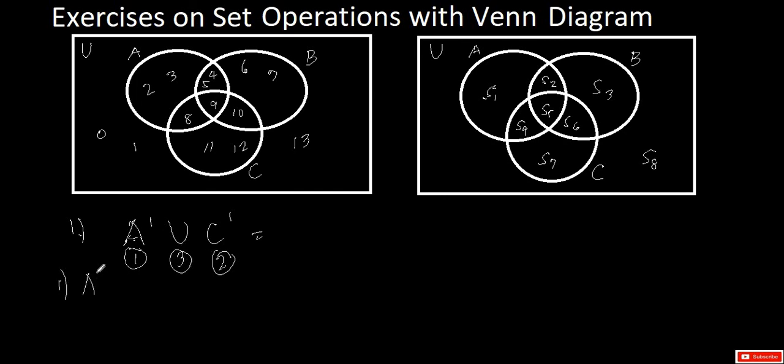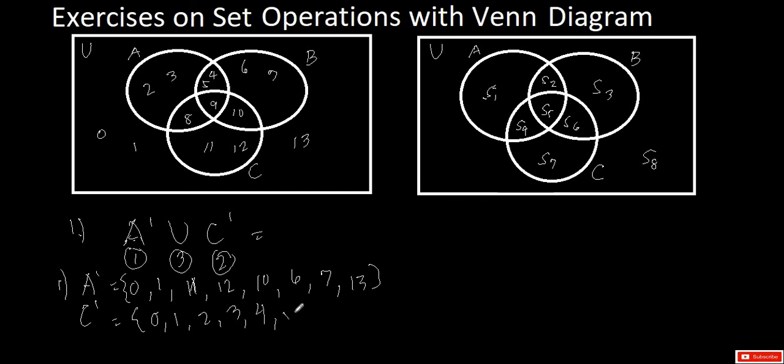So step 1, what are the elements of A complement? We have 0, 1, 11, 12, 10, 6, 7, and 13. What about the elements of C complement? We have 0, 1, 2, 3, 4, 5, 6, 7, and 13.